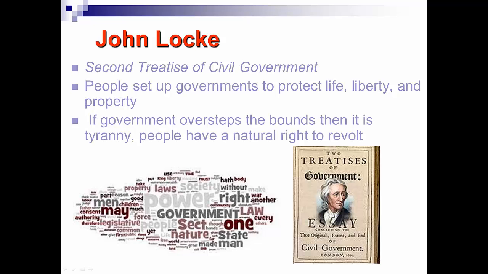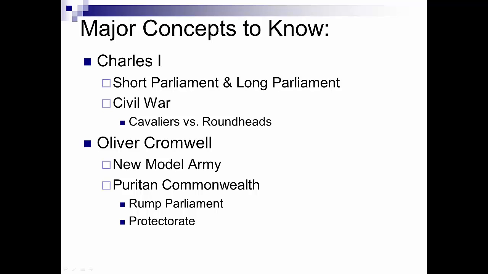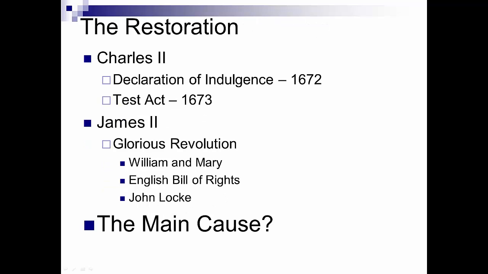So to recap, major concepts to know when dealing with the English Civil War and the English Revolution. You've got your Charles I, the short parliament, long parliament, the Civil War, Cavaliers and Roundheads. You have Oliver Cromwell, the New Model Army, Puritan Commonwealth, the Rump Parliament, the Protectorate, this military dictatorship. You have the Restoration, where the Stuarts were brought back. You have Charles II, and then James II.